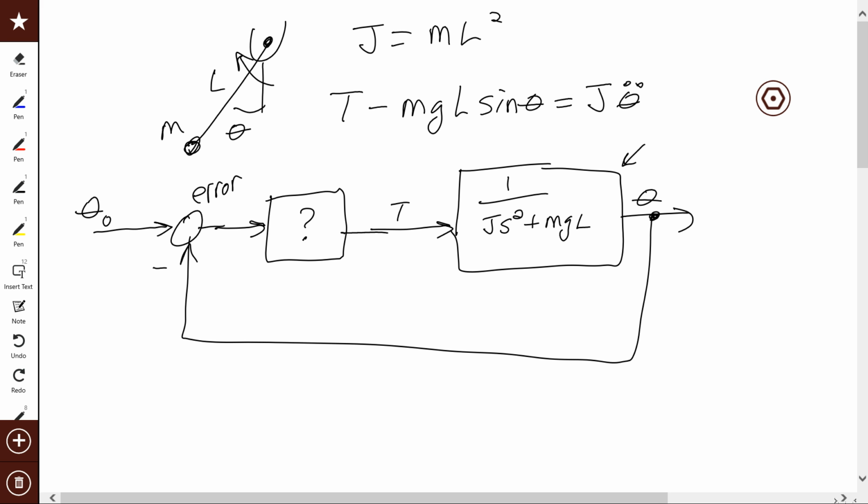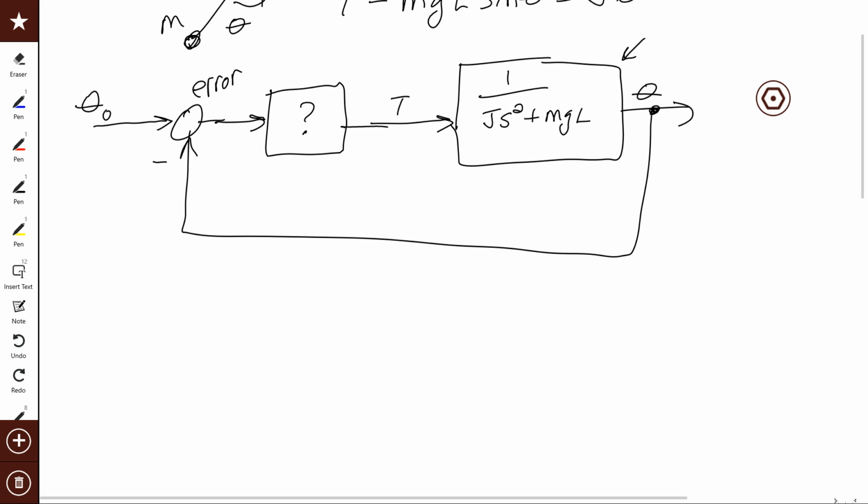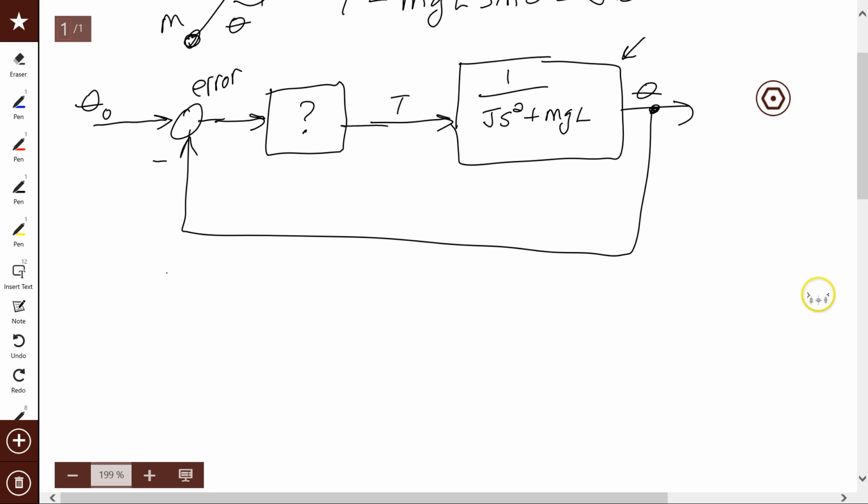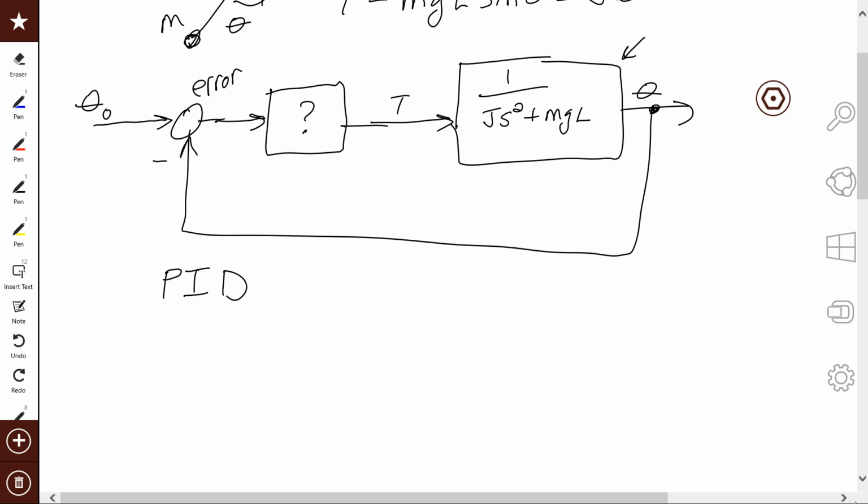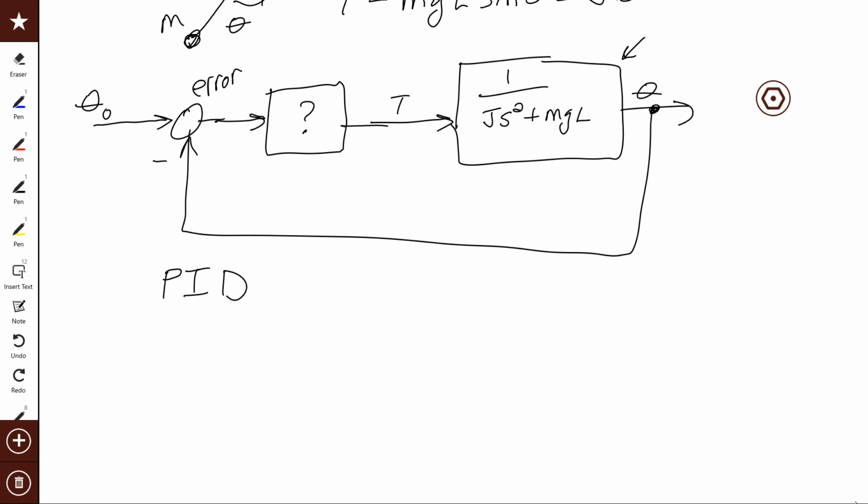And what I told you I'm going to teach you is one type of controller, which is called a PID, right? Did I call it a PID? I said, don't you dare call it a PID. It's not a PID. It's a PID. You sound like an idiot if you call it a PID, okay? It's a PID controller.